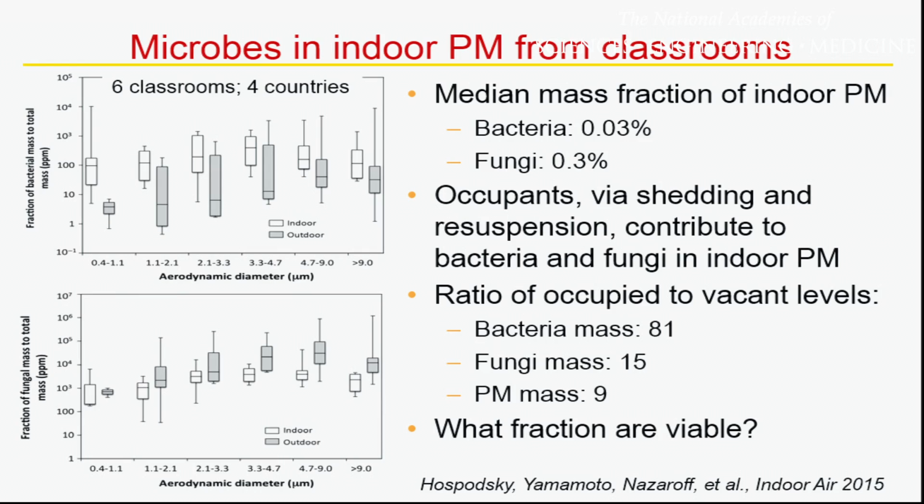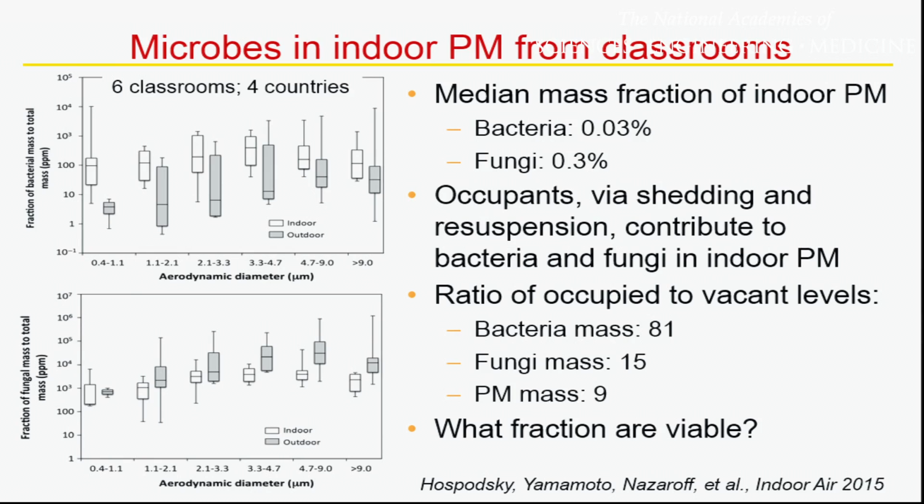And what you see in the box whisker plot on the left, and the y-axis is different size ranges. You see that in the case of the bacteria, the mass fraction of bacteria associated with PM is higher indoors than outdoors. In the case of the fungi, the lower plot, you see that the mass fraction of fungi tends to be higher outdoors than indoors. But the gap is closer than it was in the case of bacteria.